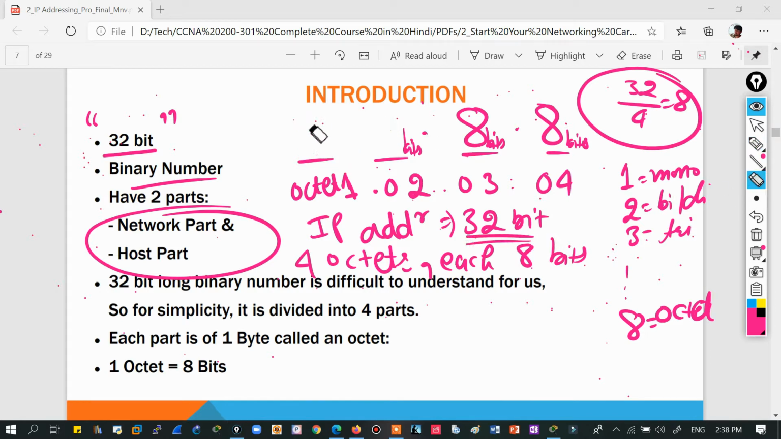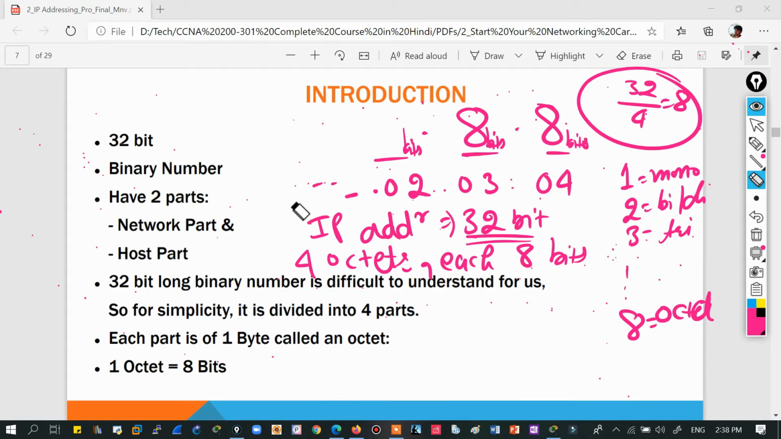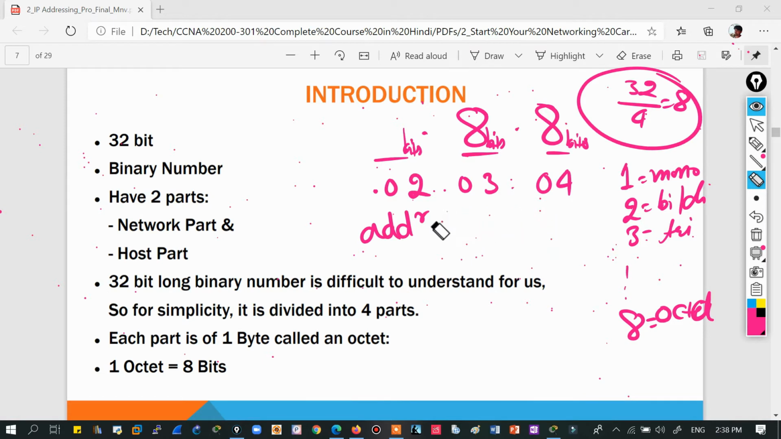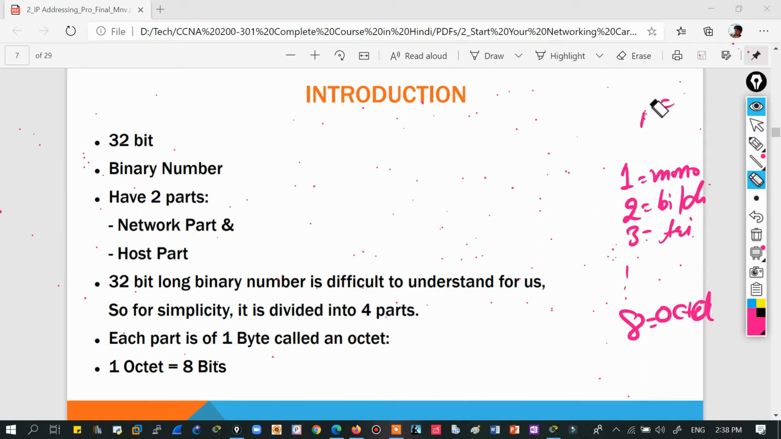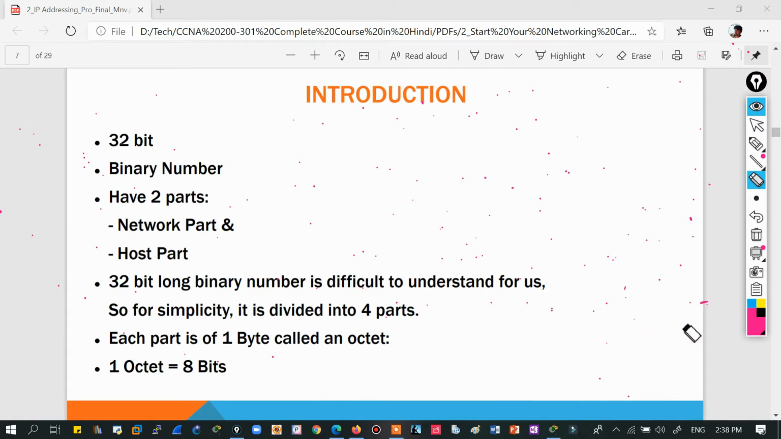So this is the basic part about the IP address, that IP is of 32 bits and this complete 32-bit address is divided into 4 parts, and each part is known as an octet, and each octet is of 8 bits, which is total again 32 bits. This network part and host part I will discuss in detail when we discuss classes. Okay, so this slide is done.